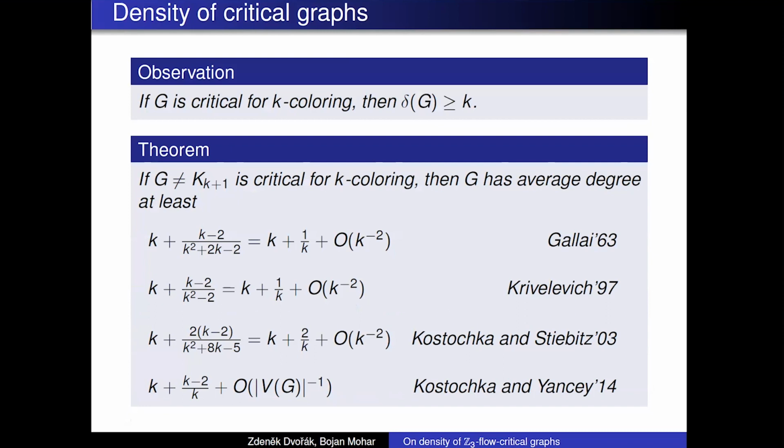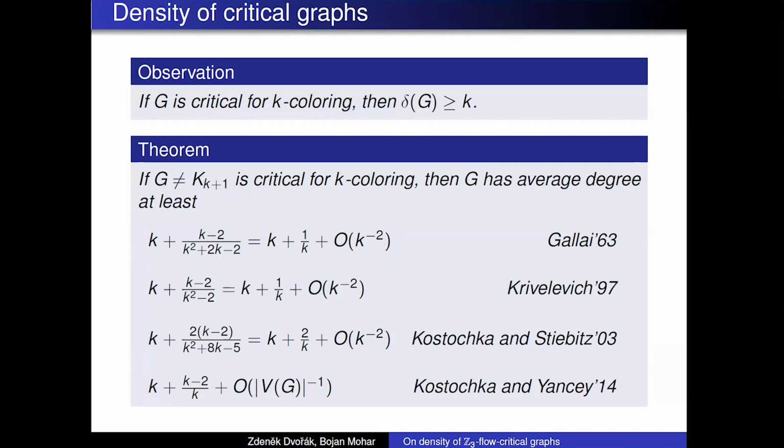So it is a very basic observation that if you have a graph that is critical for K coloring, it must have minimum degree at least K, because if you have a vertex of smaller degree, you can just delete it. Because of the criticality, the resulting subgraph will be K colorable, but then you can greedily color the deleted vertex as well, and you will get a K coloring of the whole graph, which is a contradiction.